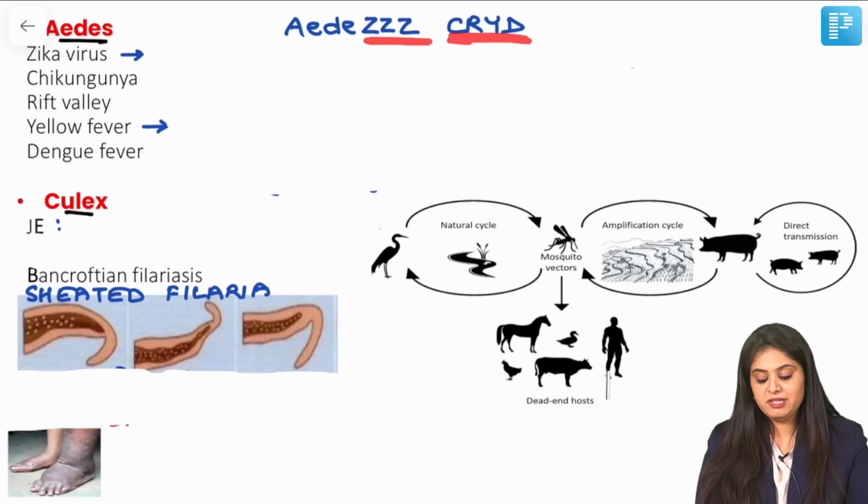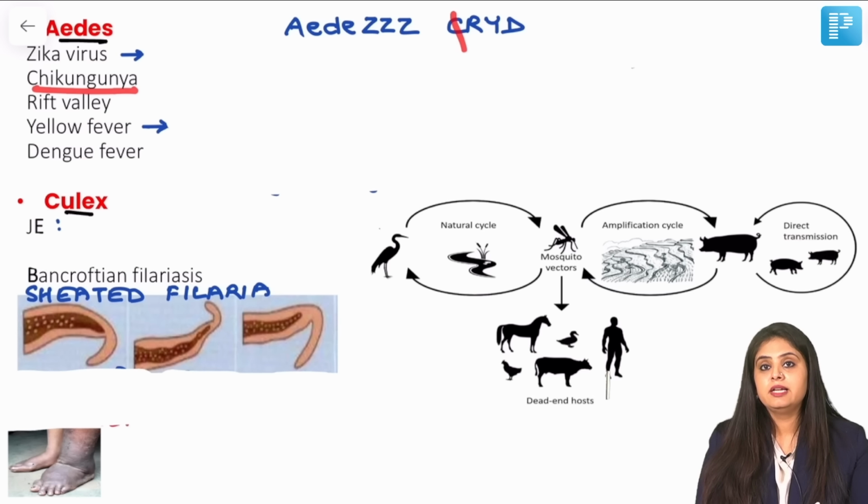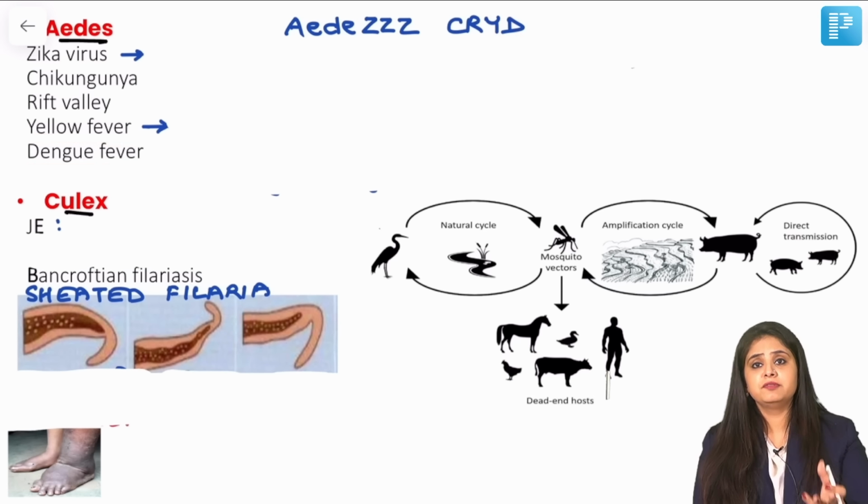Aedes cried, which means Aedes causes Zika virus, then Aedes causes chikungunya, it causes Rift Valley fever, it causes yellow fever, and it causes dengue fever. Should I tell you some buzzwords for everything?